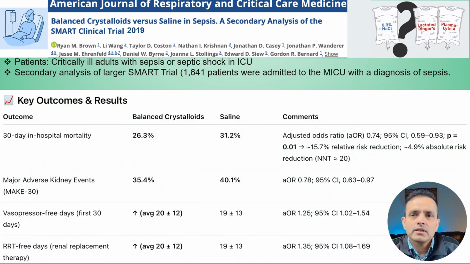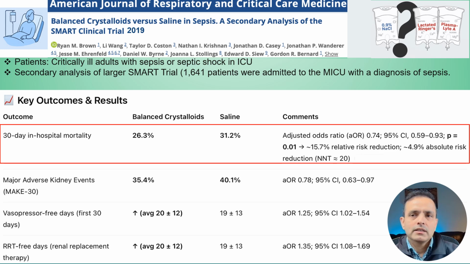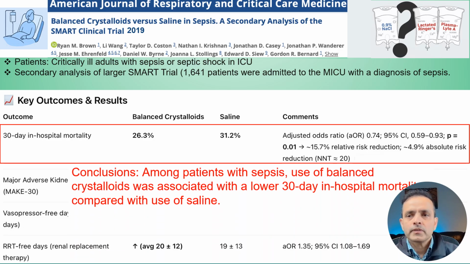What they found was a statistically significant difference in 30-day in-hospital mortality, less with the balanced crystalloid versus saline: 31.2% with the normal saline versus 26.3%, with a 15.7% relative risk reduction and 4.9% absolute risk reduction, with a number needed to treat of 20. So there was a modest reduction.